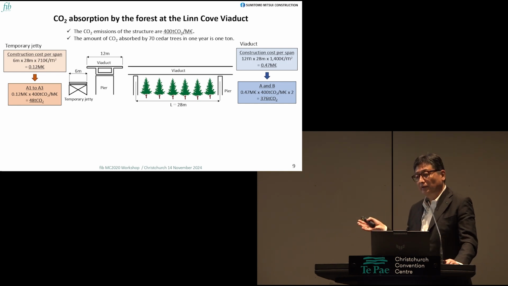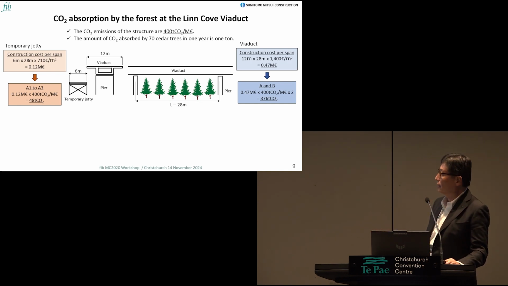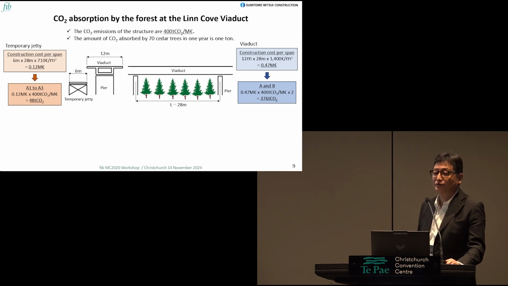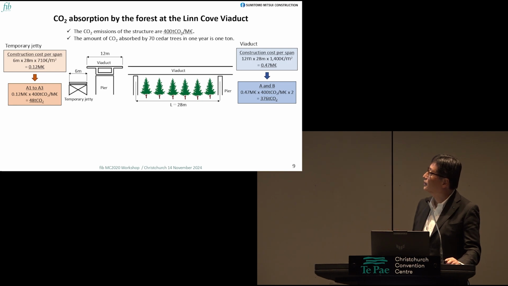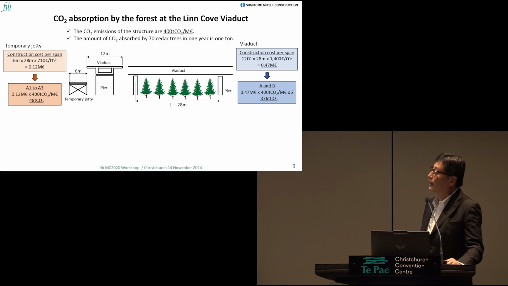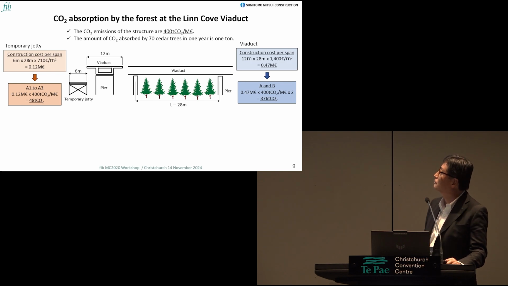And I estimated this situation again. This is a very rough calculation for the temporary jetty and also the highway. The jetties emit CO2 of about 48, and the viaduct emits CO2 of about 376.